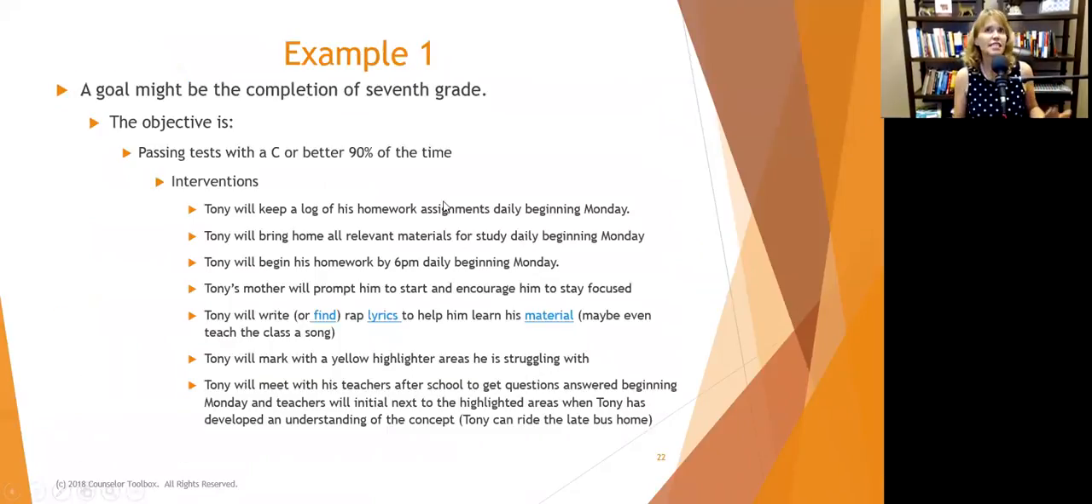So let's take a look at what that looks like. If he's going to complete 7th grade, the objective is passing tests with a C or better 90% of the time. So here are interventions we can use to help him pass with a C or better. Tony will keep a log of his homework assignments daily beginning Monday. Tony will bring home all relevant materials for study daily beginning Monday. So we have how often he's going to do it, beginning when. Tony will begin his homework by 6 p.m. daily beginning Monday. His mother will prompt him to start and encourage him to stay focused.